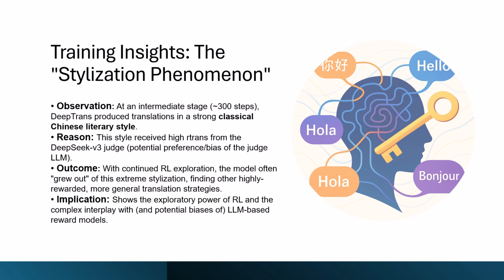Another fascinating observation was what the authors termed the stylization phenomenon. Around an intermediate point in the training, the model started to translate text into a very distinct classical Chinese literary style. This happened because DeepSeek V3, which was used as the AI judge, was giving high scores to this style. Maybe that is because of the data that it was trained on.